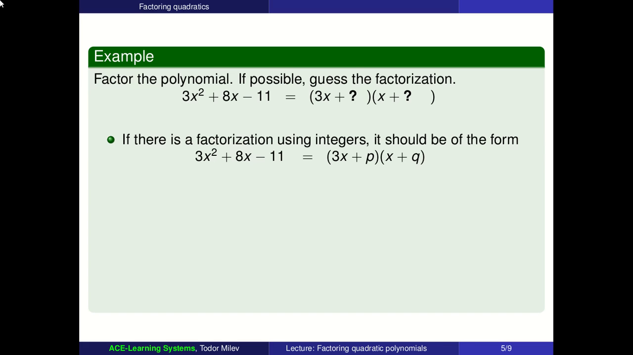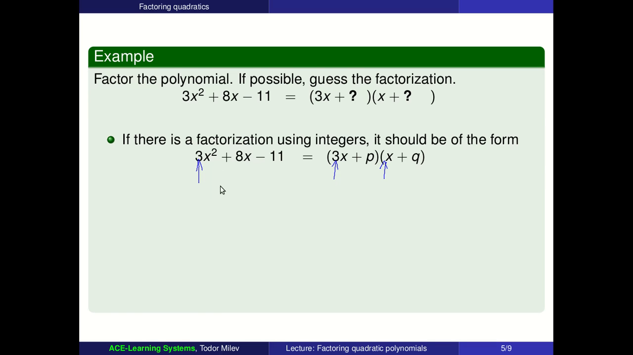So, suppose that there is a factorization with integers. Since I'm using integers alone, the product of the two leading coefficients, the leading coefficient here and the leading coefficient there, must be equal to the leading coefficient of the other side. So if I'm to have a factorization of 3x squared plus 8x minus 11 into a product of two linear terms, the coefficients of those two terms must multiply to the number 3.